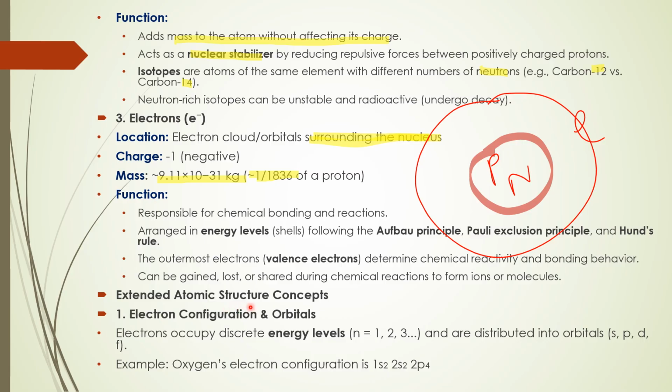Now, extended atomic structure and concepts: electronic configuration and orbitals. Electrons occupy discrete energy levels, n equal to 1, 2, 3, and are distributed into orbitals s, p, d, f. For example, oxygen's electronic configuration is 1s2, 2s2, 2p4.